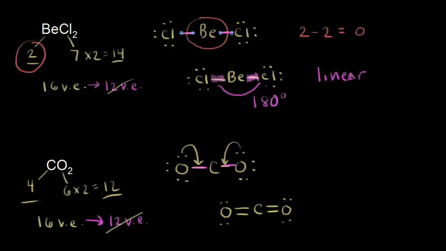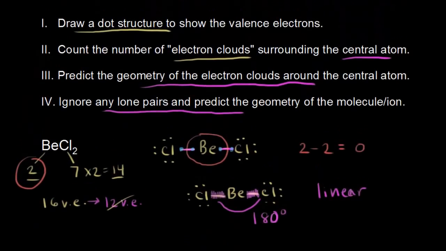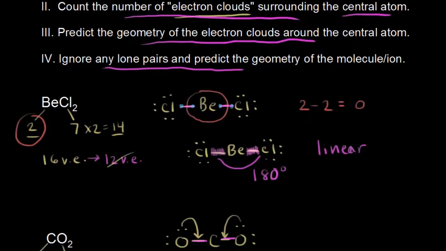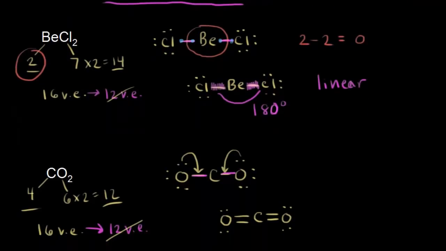So let's go back up here to look at our steps for predicting the shape of this molecule. Step 1 is done: draw a dot structure to show the valence electrons. Next, we're going to count the number of electron clouds surrounding our central atom. So we go back down here and find our central atom, which is our carbon, and think about the regions of electron density that surround it. We can count this double bond as a region of electron density because we're not worried about how many electrons are there, just that there is a region of electron density. So that's one electron cloud, and over here we have another electron cloud. So we have 2 regions of electron density, 2 electron clouds here, which are going to repel each other.